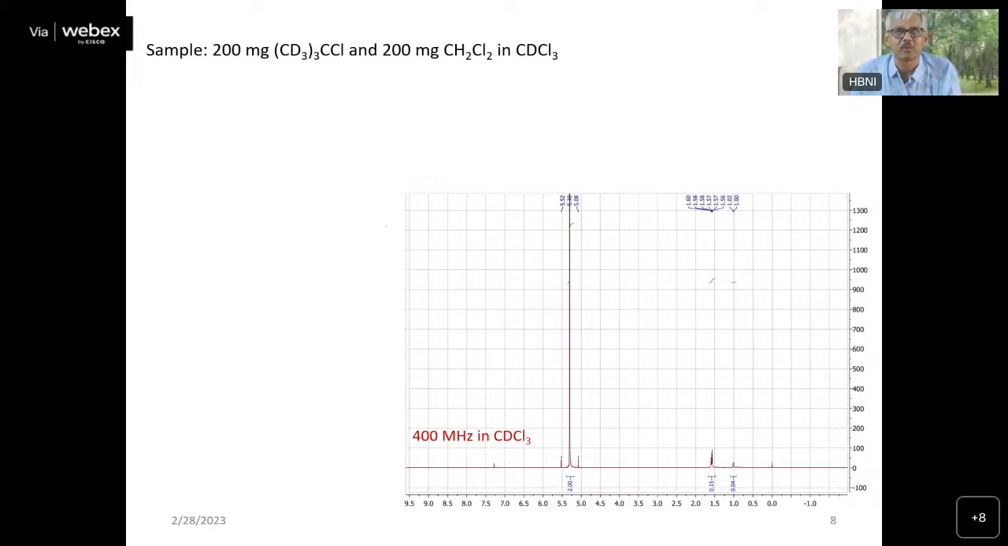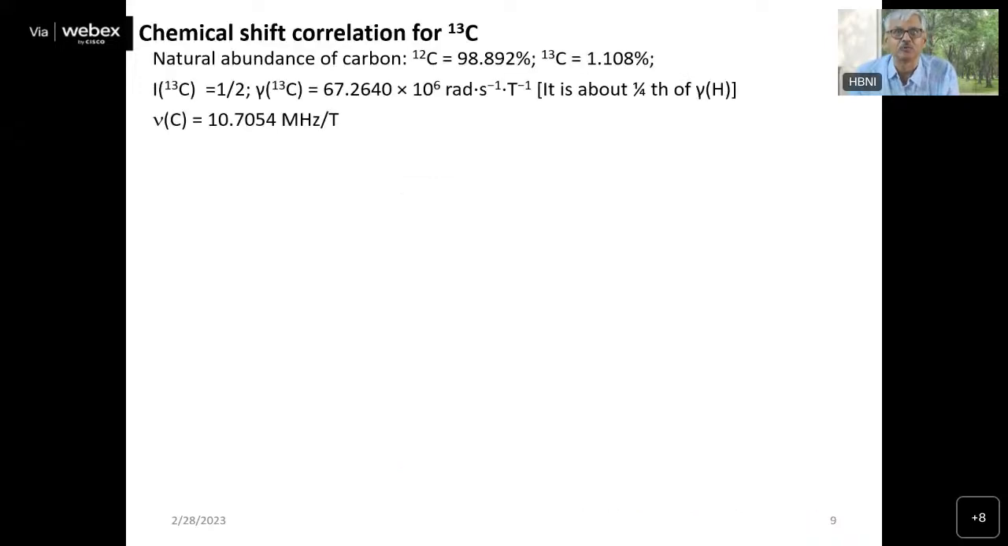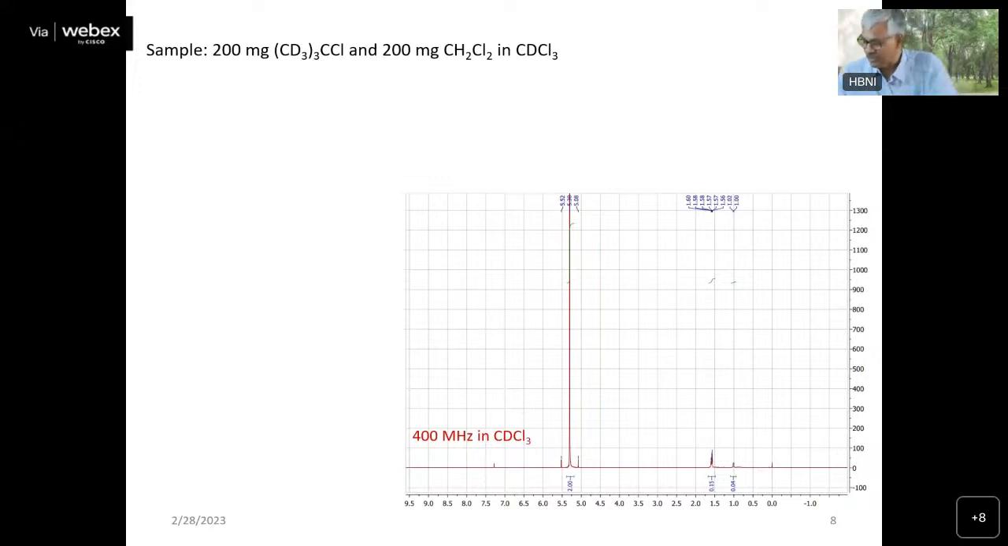So here I have shown a sample to analyze the isotopic purity of tertiary butyl chloride, D9 tertiary butyl chloride. The sample is 200 milligrams of (CD3)3CCl and 200 milligrams of dichloromethane taken in the solvent CDCl3. And if you see the NMR of this mixture, now one can find out the isotopic purity of this sample.